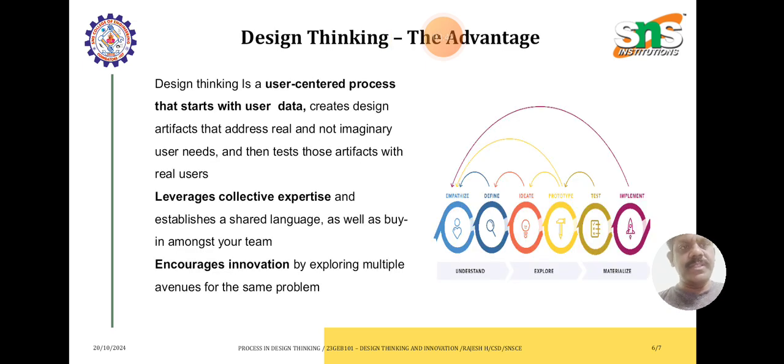So as the advantages of design thinking, with all the 5 phases, design thinking is a user-centered process that starts with user data, creates design artifacts that address real and not imaginary user needs, and then tests those artifacts with real users.